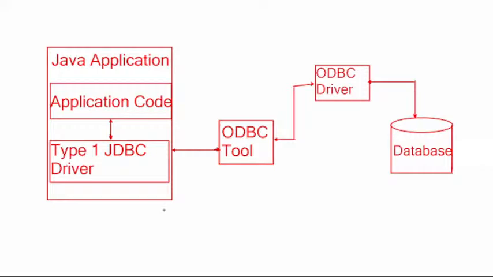Then communication is done. But whatever instruction the Java application passes to retrieve data from the database, that request is passed through two drivers. One is the JDBC driver, one is the ODBC driver. That is the reason it is time consuming. So two drivers are required in between. From Java application to database, there are two drivers: one is the type 1 JDBC driver, one more is the ODBC driver. Okay, write this one. Type 1 driver architecture.